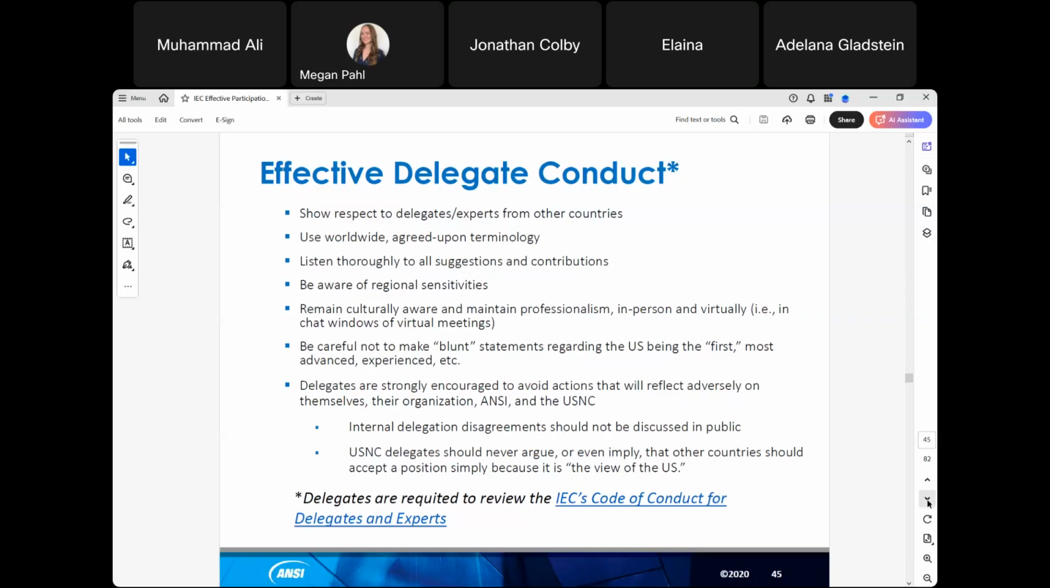Strongly suggest that you read the IEC Code of Conduct before the meeting and refer to it during the meeting if you need to, because it gives information on how to conduct yourself during the meetings, but it also gives really good information about conduct on social media, antitrust and anti-competition issues.